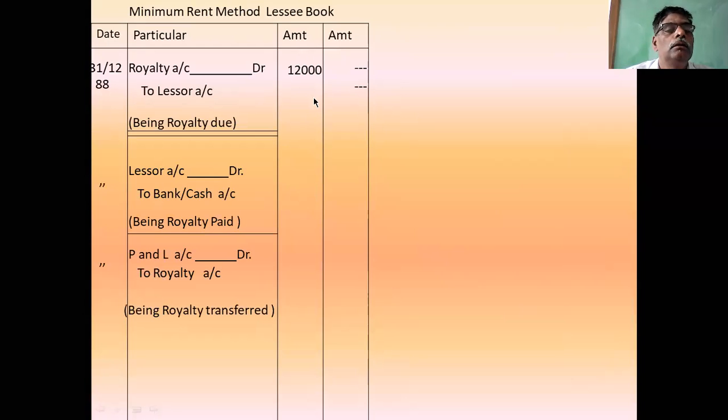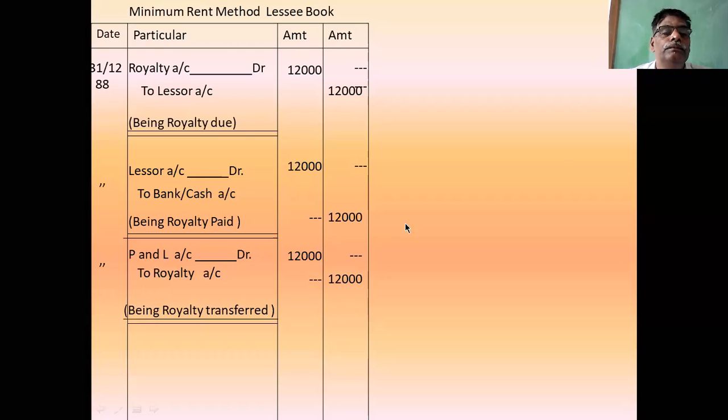12,000 is royalty. It goes to second entry. And let's see, payment is 12,000. Total payment 12,000. Then P&L account 12,000. Then royalty 12,000. Royalty transfer to P&L account. Okay.